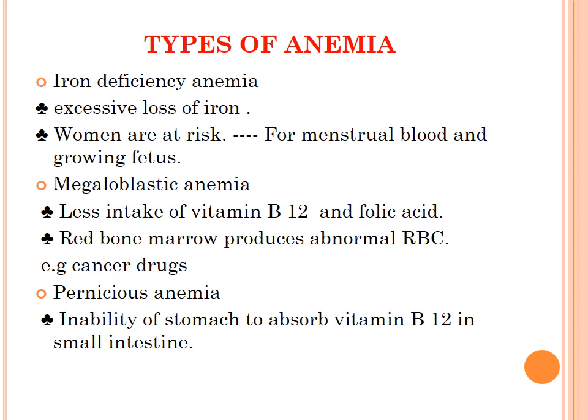Second is megaloblastic anemia. It is due to less intake of vitamin B12 and folic acid. You all know vitamin B12 and folic acid are essential precursors for the normal process of erythropoiesis, or formation of RBCs. Also, red bone marrow produces abnormal RBCs, for example during cancer drugs or chemotherapy. Another is pernicious anemia. It is the inability of the stomach to absorb vitamin B12 in the small intestine. When there is inadequate absorption of vitamin B12 in the small intestine, then pernicious anemia occurs.